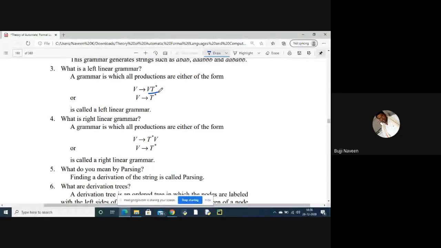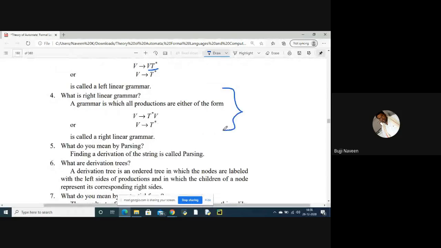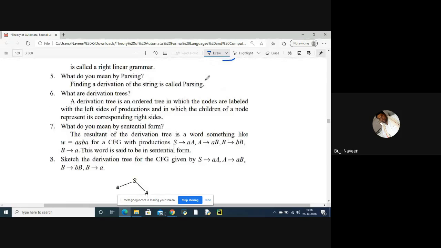Okay, in the same manner, a grammar is said to be right linear grammar if it is in the form of non-terminal tends to any number of terminals followed by a single non-terminal symbol. Okay. Next, what do you mean by parsing? Parsing is nothing but derivation, or finding the string from the given grammar by using production rules. We are going to find a string, then the procedure is said to be parsing. Okay, derivation tree. The graphical representation of parsing or derivation is nothing but derivation tree. It contains root node, children nodes, and intermediate nodes also.